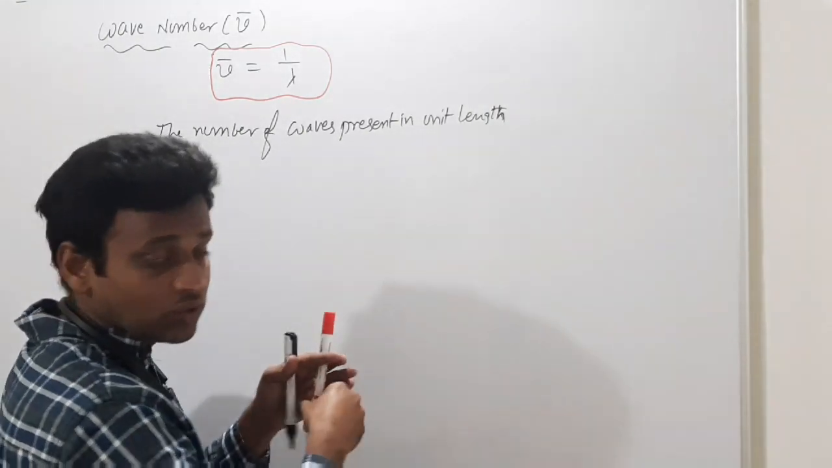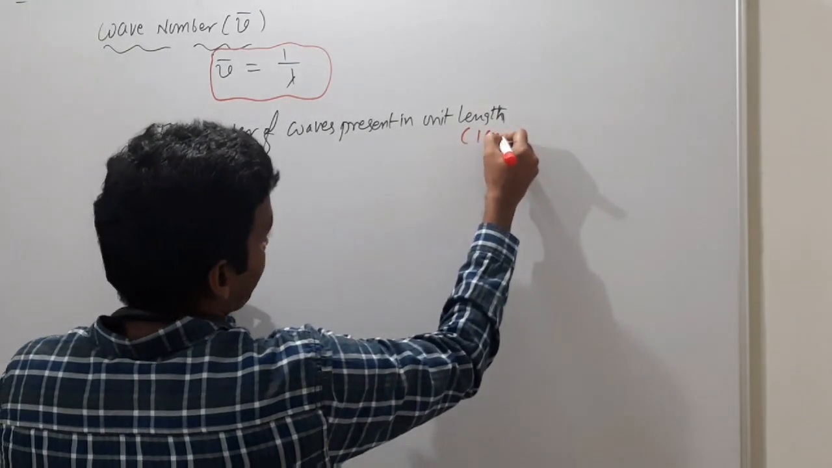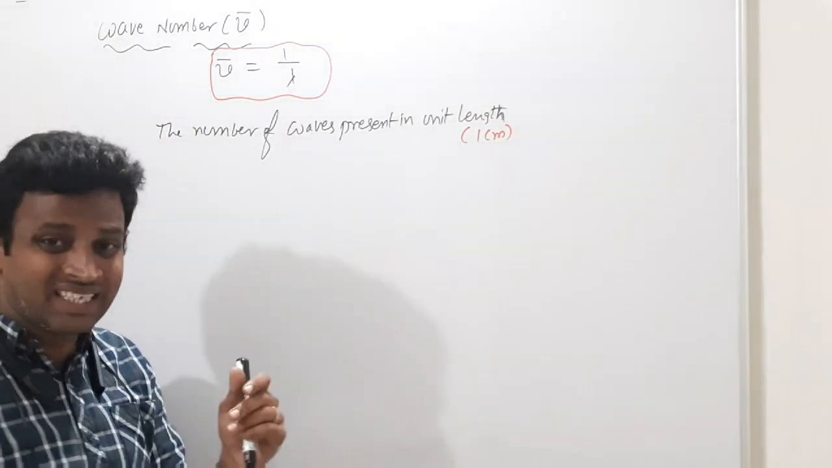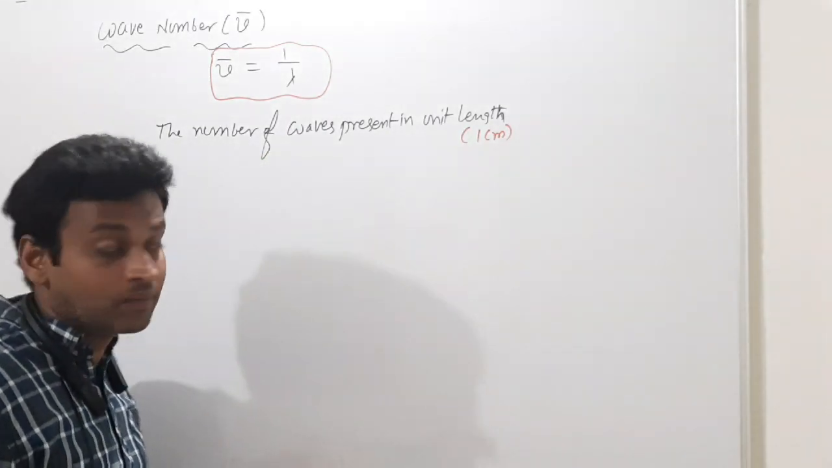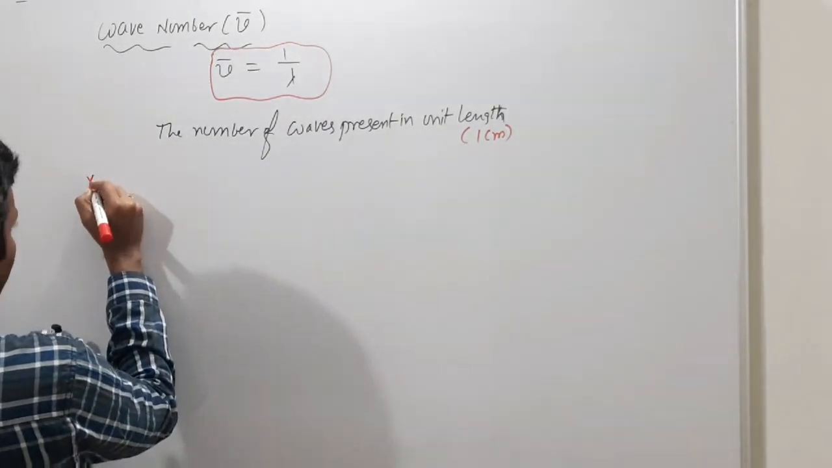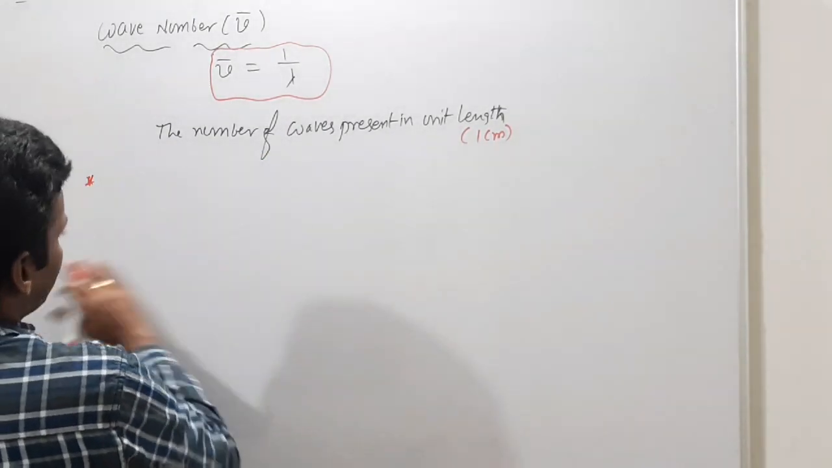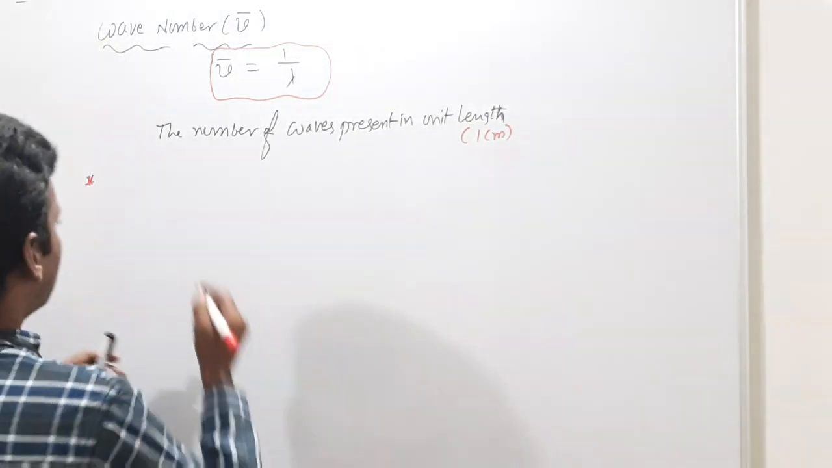Unit length means how much, do you know? 1 centimeter. In 1 centimeter length, how many waves are present? That is called wave number. And last for today, time period and everything else we will discuss in our next class.